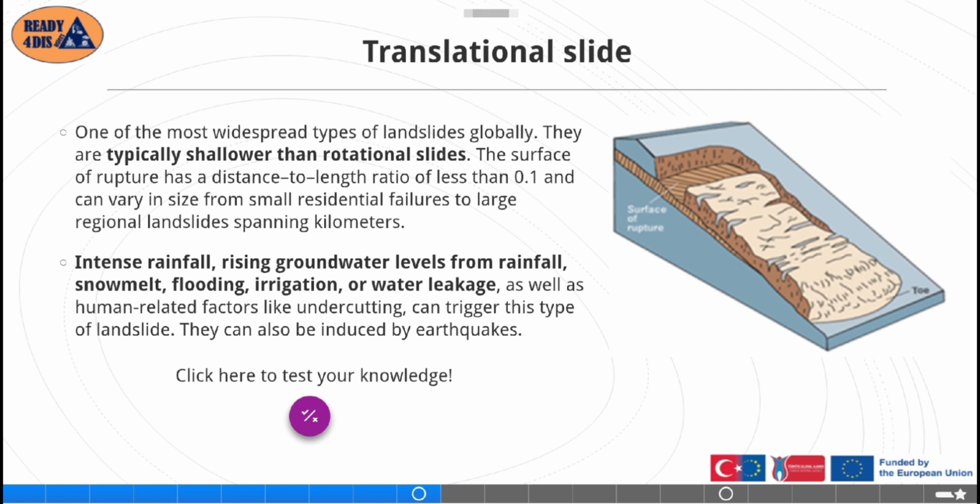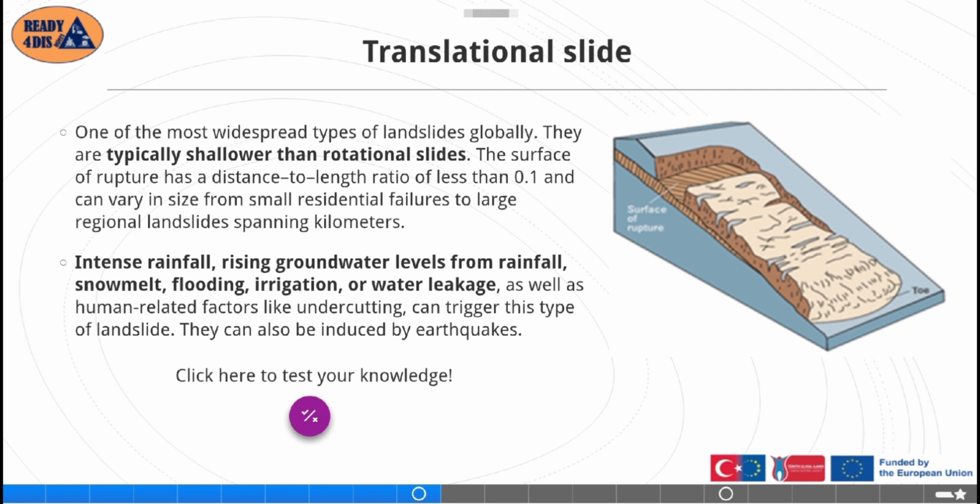Translational slides. Translational slide is one of the most widespread types of landslides worldwide and is generally shallower than rotational slides. In this type of movement, the mass slides downslope more or less as a coherent block along a relatively planar surface. The ratio of the sliding surface thickness to its length is small, and the scale of the event can range from failures affecting small residential areas to large regional landslides extending for kilometers.